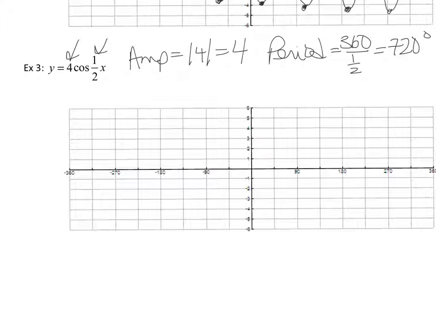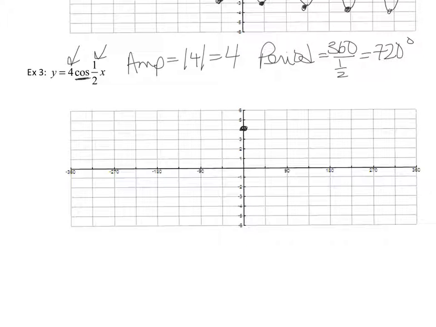Okay, so we're talking cosine here. What does cosine do at x equals 0? It starts out at a high point. The high point here is at 4. So remember, this graph has a period of 720 degrees. That means it'll be at another high point way down here at 720 degrees, which we can't see on this graph. What's between 0 and 720 degrees?